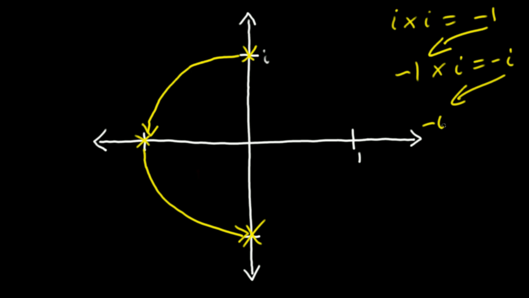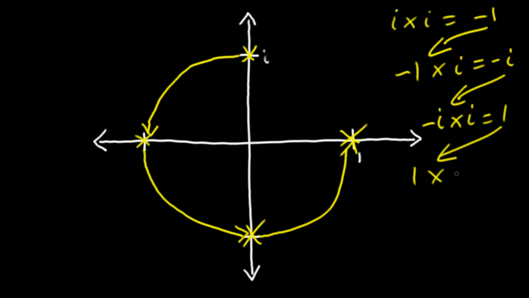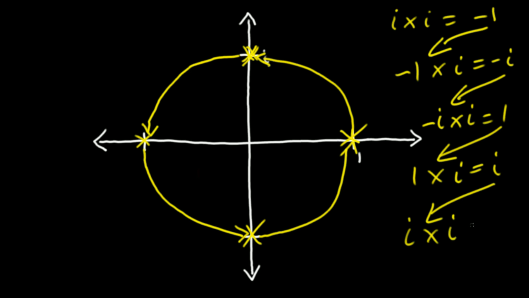What if we were to take that result and multiply it by i? We'd rotate a quarter of a turn and end up at 1. What if we were to take that result and multiply it by i? We'd rotate around a quarter of a turn and end up at i. What if we were to take that result and multiply it by i? We'd rotate around a quarter of a turn and end up at negative 1.